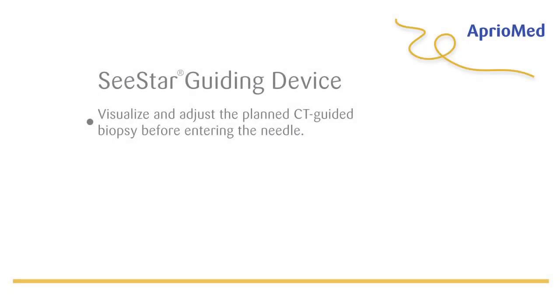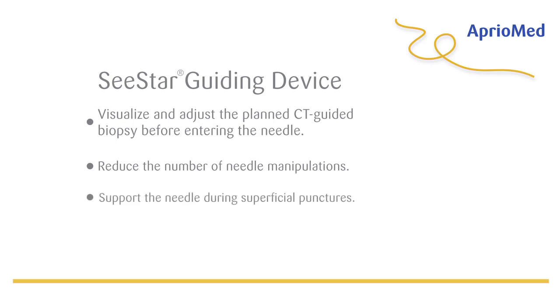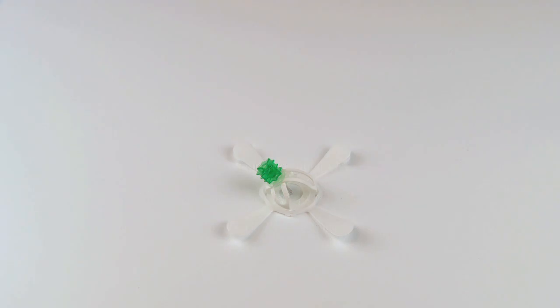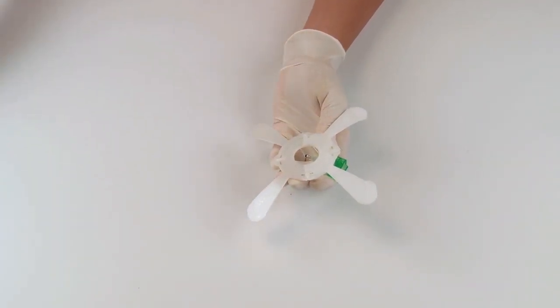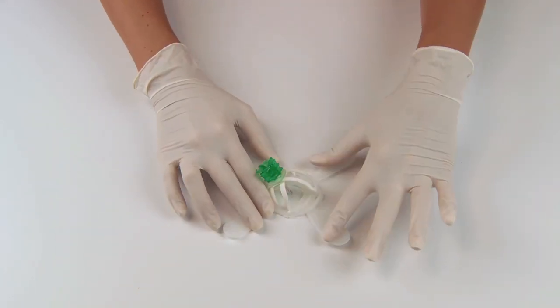The C-Star guiding device will help to visualize and adjust the planned CT guided biopsy before entering the needle. The C-Star will also reduce the number of needle manipulations. During your procedure, the C-Star will aid in supporting the needle during superficial punctures and also help to maintain the direction of the needle. To demonstrate, the adhesive backing is peeled off of the C-Star and placed onto the intended area where the intervention will take place.